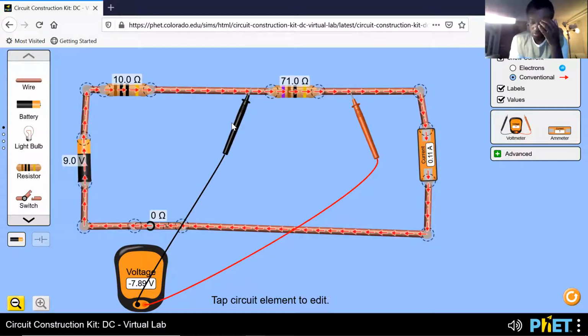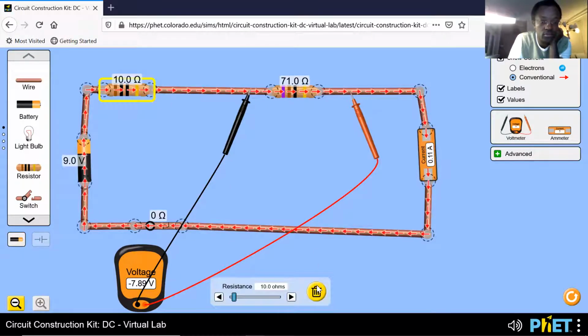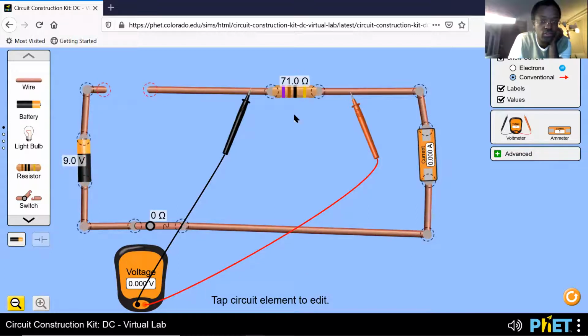So now we need to replace your resistors in series by 2 light bulbs. You turn on the switch. So we will have the same effect. Note that we have a voltage of 7.89. If I replace this, let me open the switch, and then replace this with light bulbs.